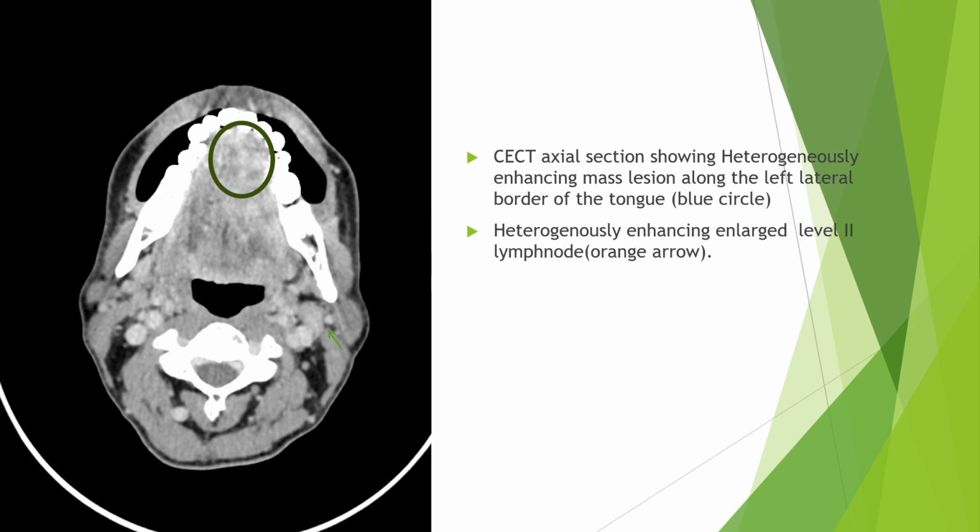This image shows the CECT axial section. There we can see a heterogeneously enhancing mass along the left lateral border of the tongue in the blue circle, and heterogeneously enhancing enlarged level 2 lymph nodes shown by the orange arrow.